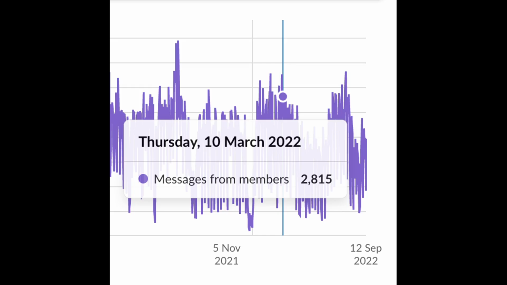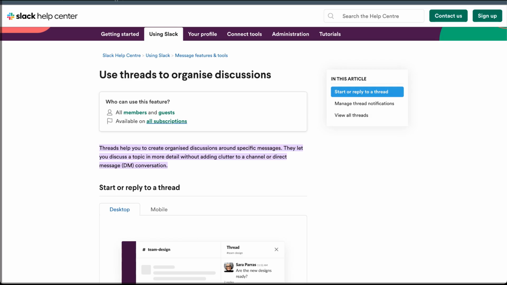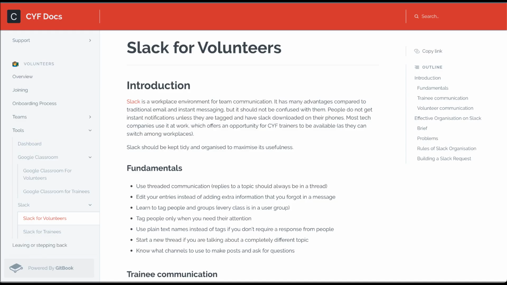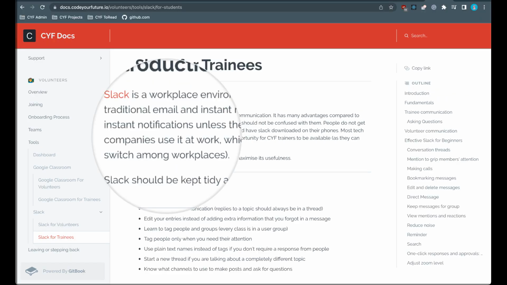Every day, over 2,000 messages are sent on our Slack. Because there are so many messages, it's vital that you post in threads. Slack has a help center. It explains threads and many other things about using Slack. And our Code Your Future documentation clearly explains how and why we use threads, channels, mentions, and searching. It covers most of the things in this video and more besides.